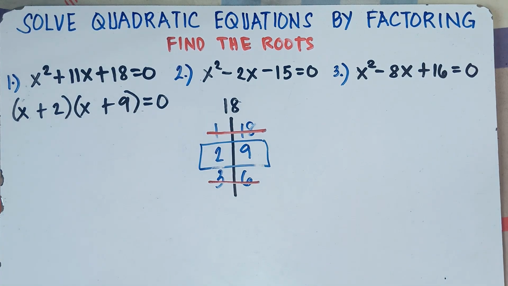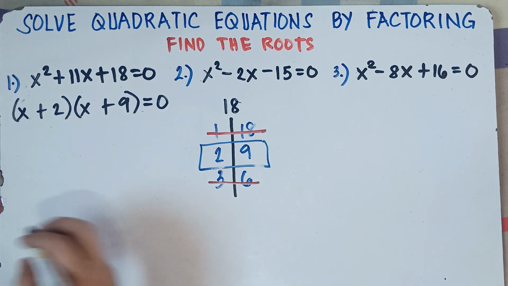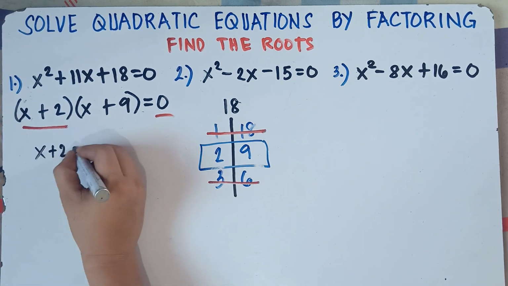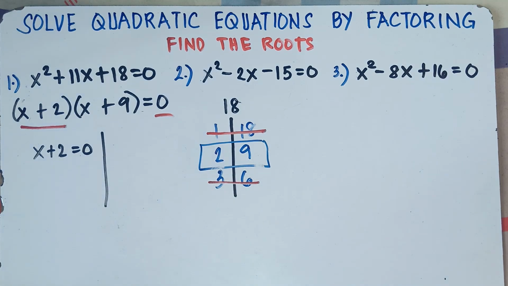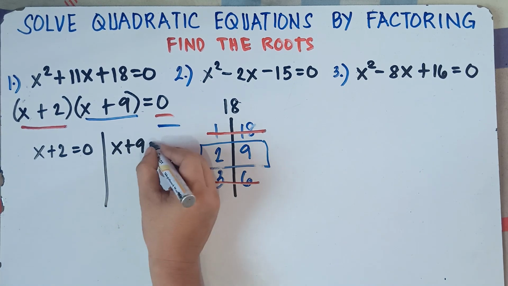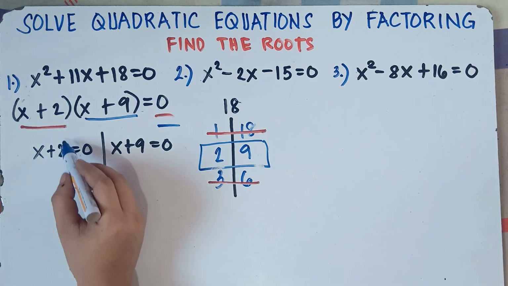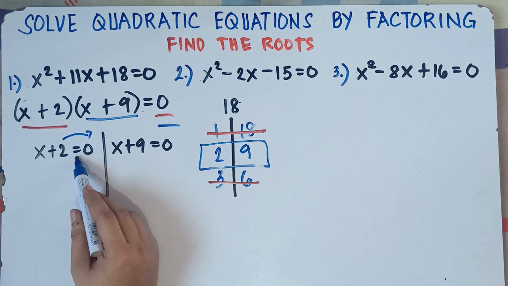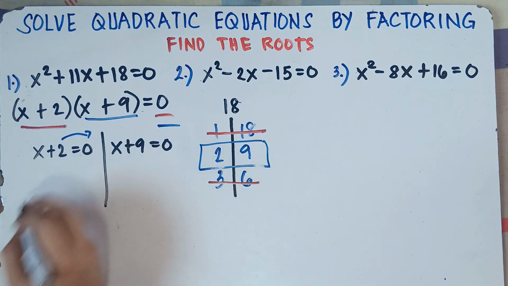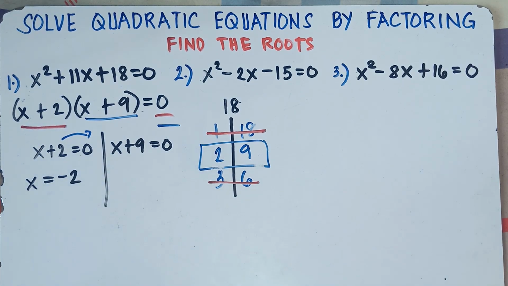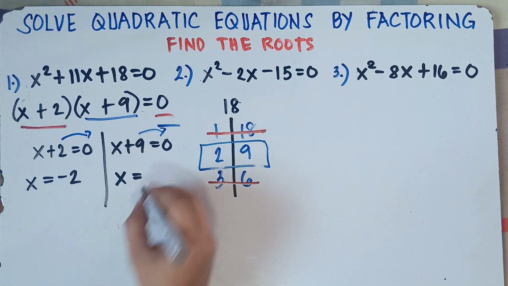Almost done, class. Once you're done with that, you equate this to 0. So you copy this one, x plus 2 equals 0. The other one, x plus 9 equals 0. To get the value of x, you simply transpose positive 2 from left to right. Once you transfer across the equal sign, you change the sign. This will be x equals negative 2. The other one, x equals, this is positive 9, once you transpose, it will be negative 9.